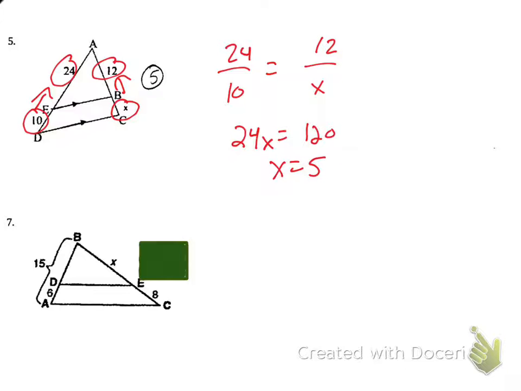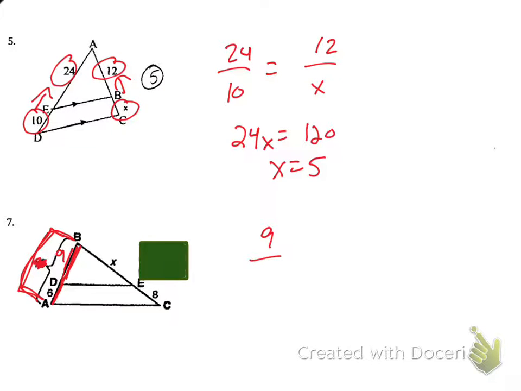All right, going on to 7. So I know this whole thing is 15, but that doesn't really help me. So what I need to do is find dB, this section right here. So I would do 15 minus 6, and 15 minus 6 is 9. So I'm done with that. This one right here, I know that dB is 9, and dA is equal to 6. So then I can just set up my proportion.